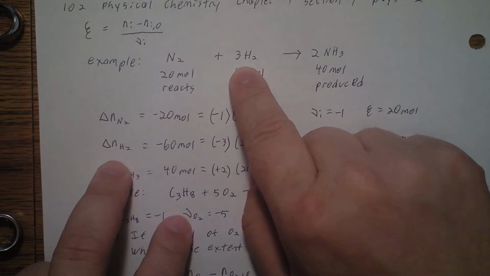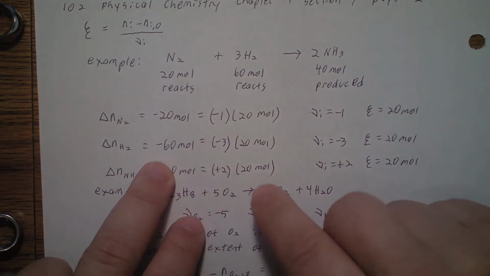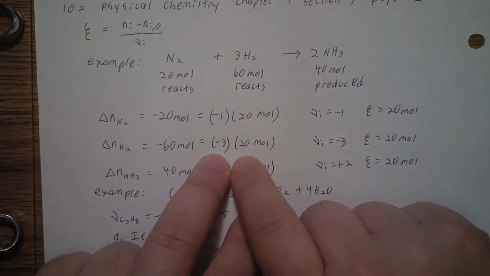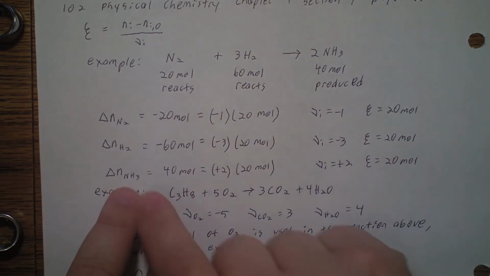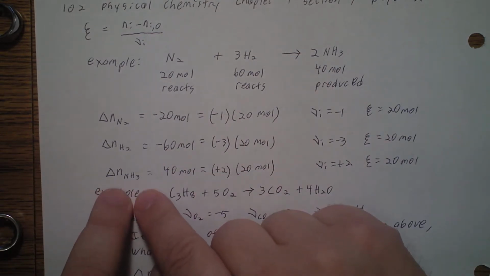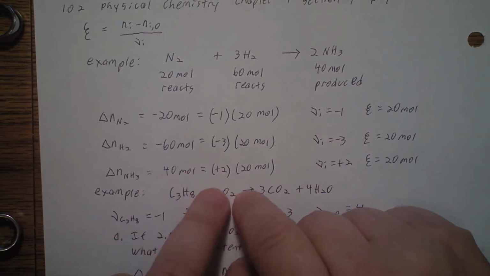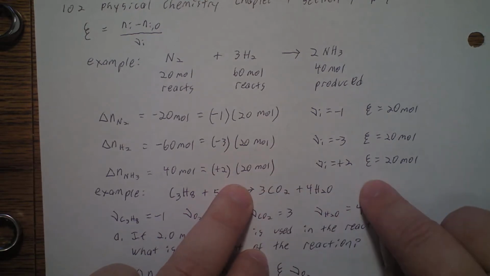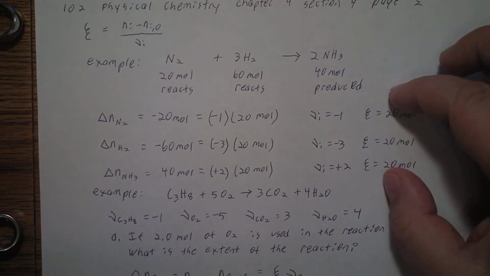For our diatomic hydrogen, we're reacting minus 60 moles. Our stoichiometric coefficient, nu_i, is minus 3, and the extent is still positive 20 moles. The delta n for ammonia, we're going to end up with a positive 40 moles, so our nu is positive 2, and the extent is still 20 moles. So the point is, the extent of the reaction is the same for everything.